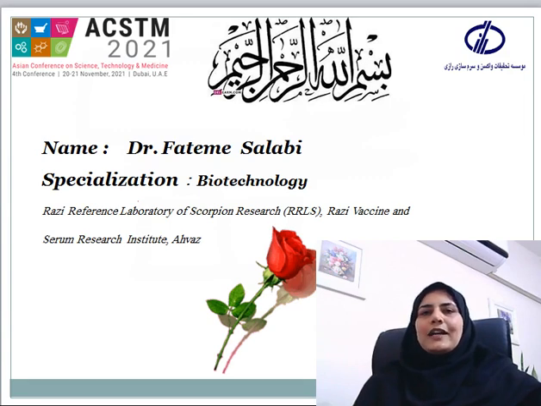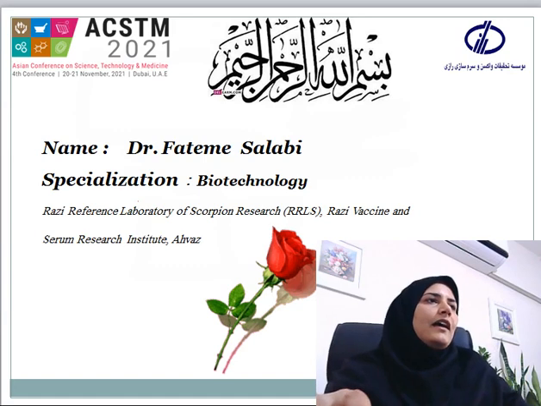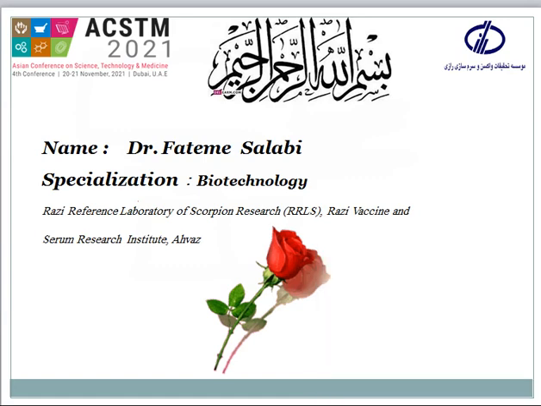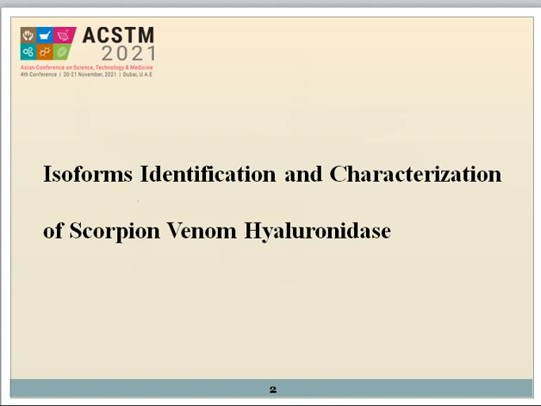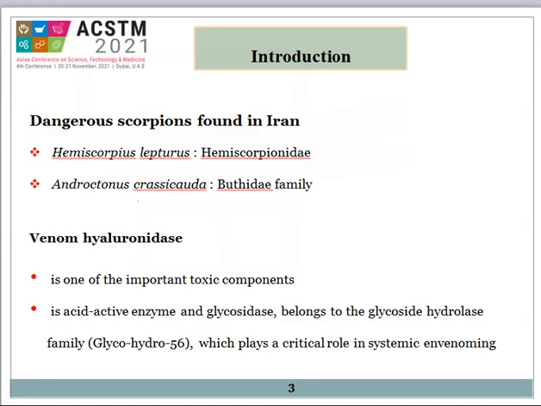Today I would like to talk about one of my projects. The topic is about the isoform identification and characterization of scorpion venom hyaluronidase. Among the most dangerous scorpions found in Iran are Hemiscorpius lepturus, from the Hemiscorpiidae family, and Androctonus crassicauda, from the Buthidae family, can be mentioned.